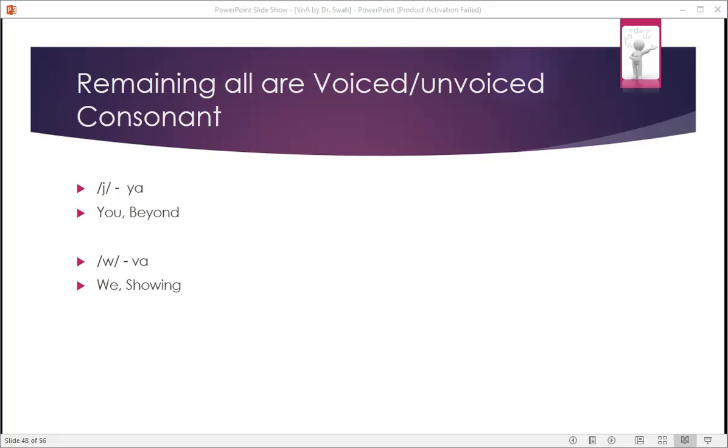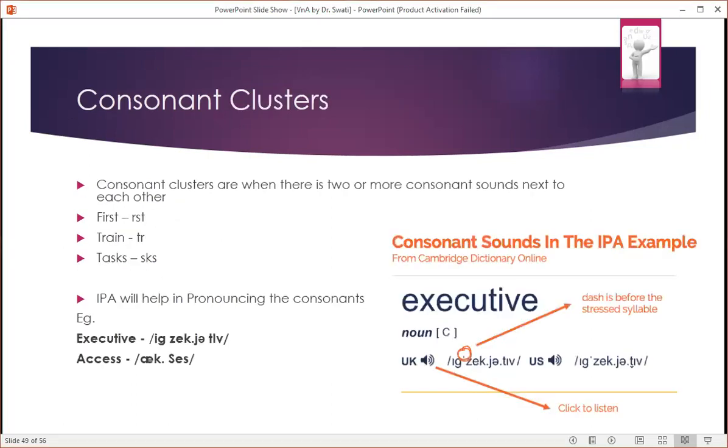Now let's talk about consonant clusters. What are consonant clusters? Consonant clusters are when two or more consonant sounds come next to each other. Consonant sounds next to each other are called consonant clusters. Let's see the example.